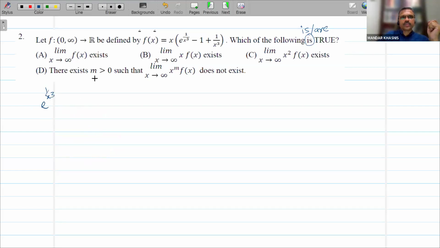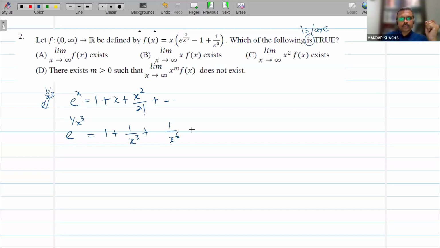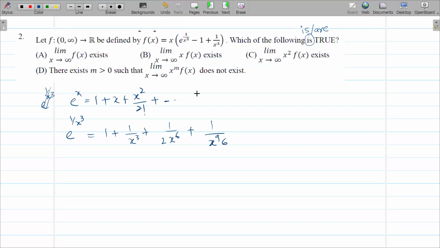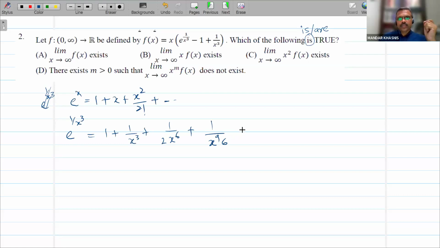What is e raised to x expansion? e raised to x is 1 plus x square by 2 factorial plus and so on. So if I write e raised to 1 by x cube, it will turn out to be 1 plus 1 by x cube plus 1 by x raised to 6 into 2 factorial, plus 1 by x raised to 9 into 6, I mean 6 in the sense 3 factorial, and so on.